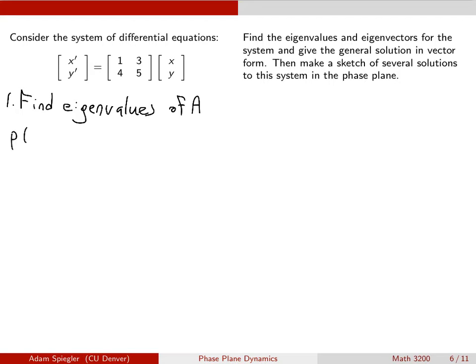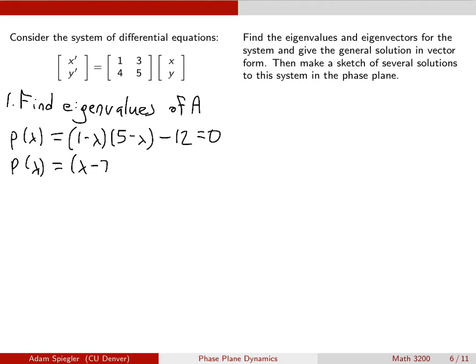To do that, we find the characteristic equation, which is the determinant of the matrix when I subtract lambda from the diagonal. So I'm going to get (1 minus lambda) times (5 minus lambda), all minus 12. We set that equal to 0, and we solve for lambda in order to figure out what the eigenvalues are. In this case, this could be factored into (lambda minus 7) times (lambda plus 1). So therefore, we have two eigenvalues, lambda equals 7, and lambda equals minus 1.